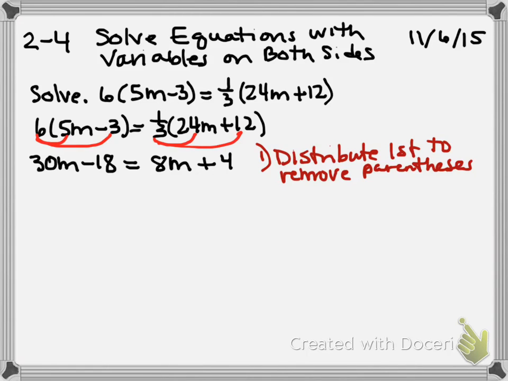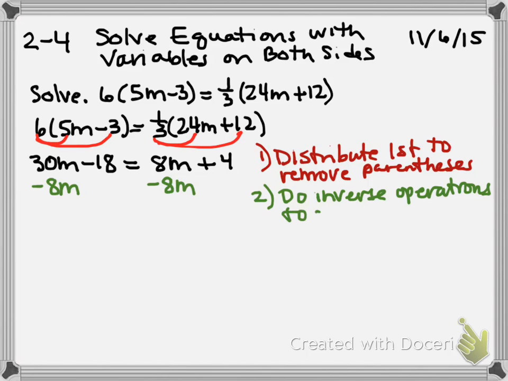Now what do you think we would be doing next? Philip. The reality is, I've got variables on both sides, but I need them only on one. And since our answer wants the variable to be on the left, it makes sense to take them to the left. Okay? So next we're going to do inverse operations to get variables on the left.